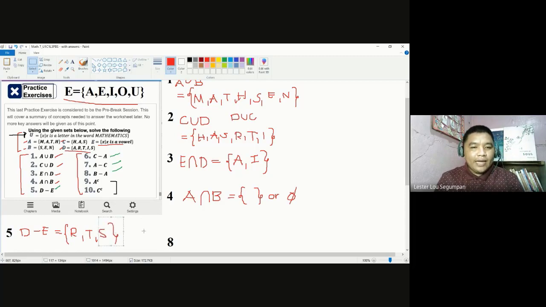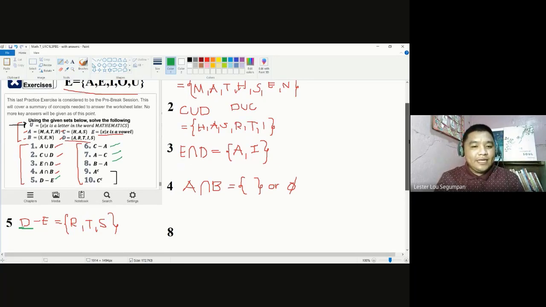What happened to elements E, O, and U? Do we need to write them here? The answer is no. Why? Yes, even if E, O, and U were left for set E, our concerned set is actually D. This is our concerned set. So the elements E, O, and U, which is found in set E, are not part of the considered set in the first place. So they are not also written in our final result.